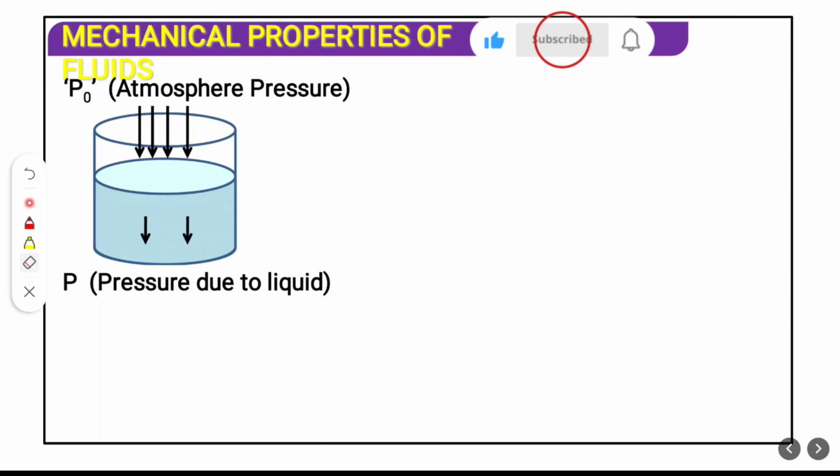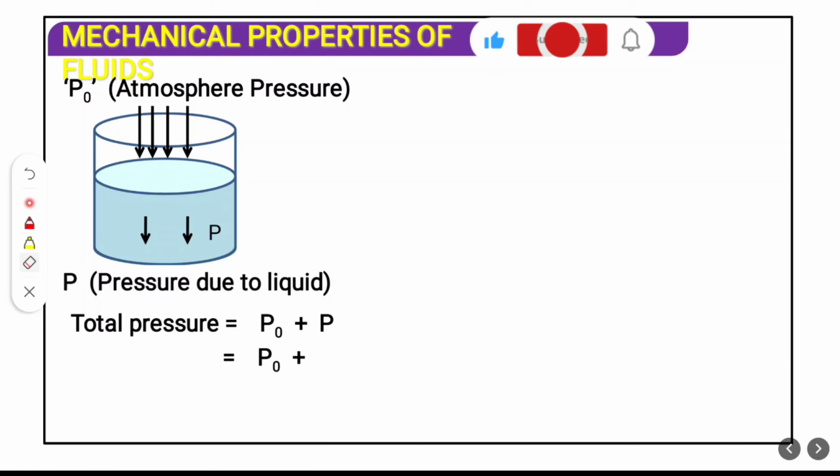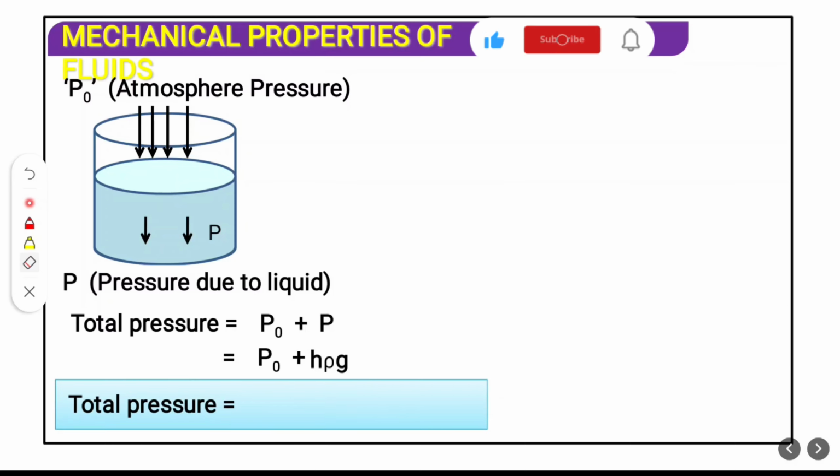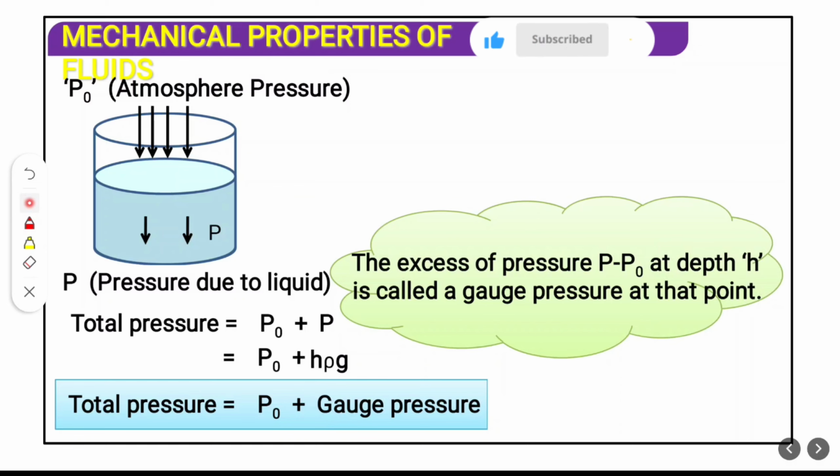P is the pressure due to the liquid. Then what is the total pressure? Atmospheric pressure plus P, that is P naught plus the pressure P, which is H rho g. The excess pressure P minus P naught at a depth is called gauge pressure, and H rho g is the gauge pressure at that point. It is important for MCQs, or they can even ask a 2 marks question.